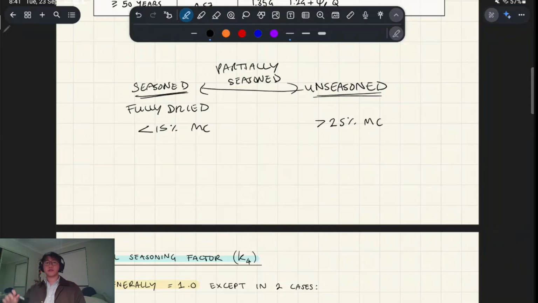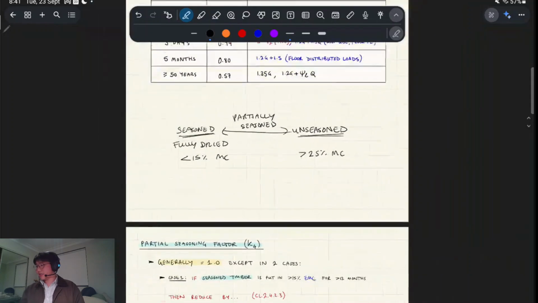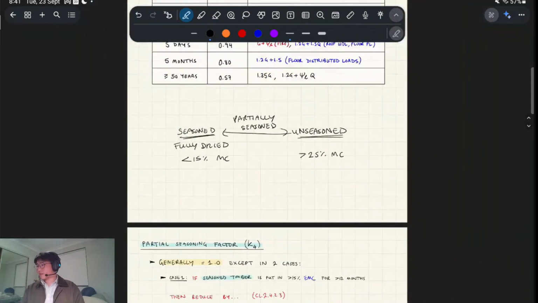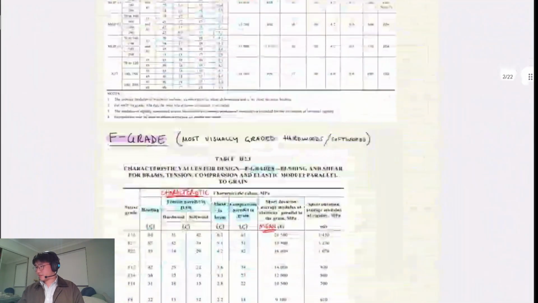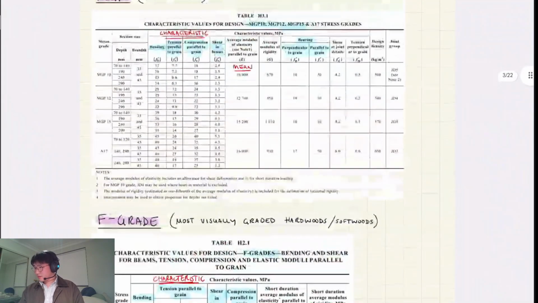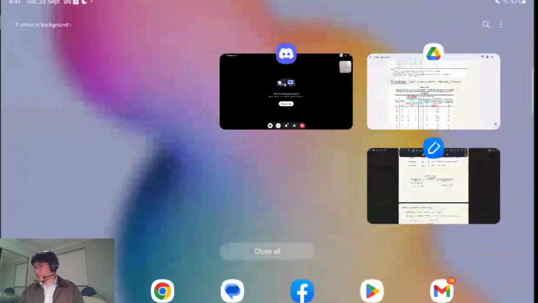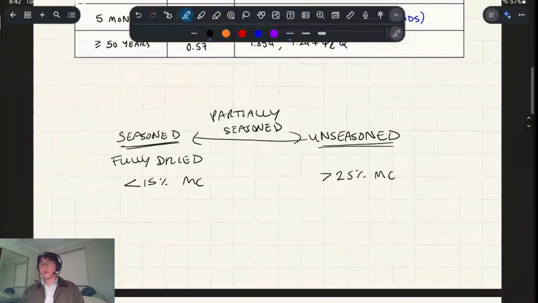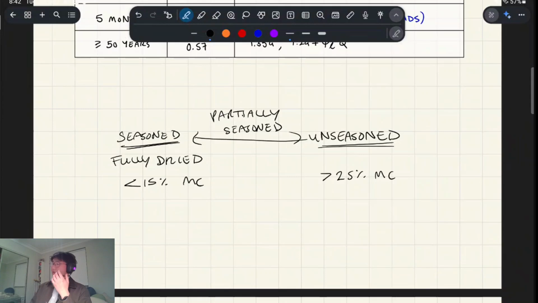Here's where things get muddied, because of all our characteristic values. There's a bunch of tables in the timber standards that will say this is the strength for something that's seasoned, this is the strength for something that's unseasoned, etc. So the problem is, how do you define the strength when it's not fully seasoned or fully unseasoned? And that's why we use a correction factor called the K4 factor.